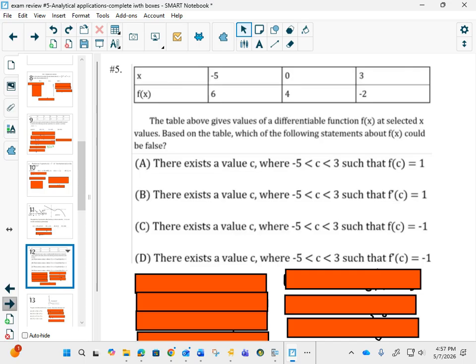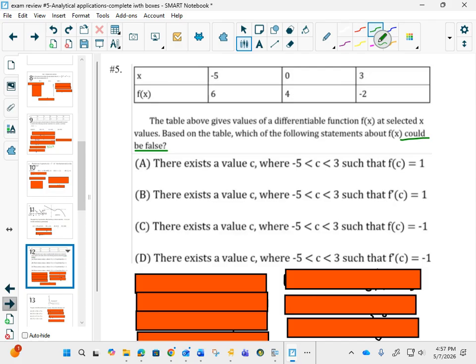Table values of a differentiable function, so we know it's continuous. Based on the table, which of the following statements about f of x could be false? I always find these ones, I always sigh a little bit. These are going to take you longer, right? Could be false, must be false.